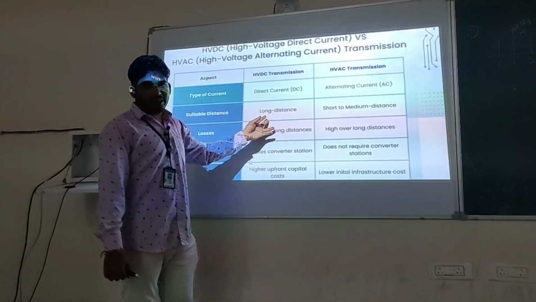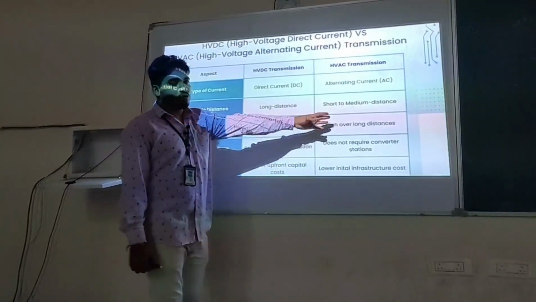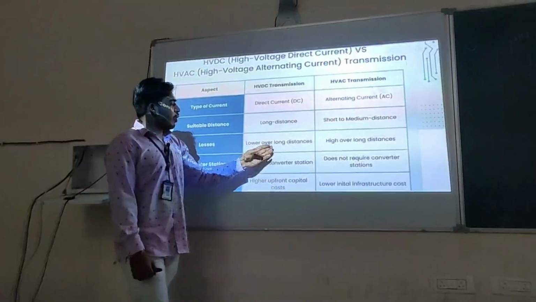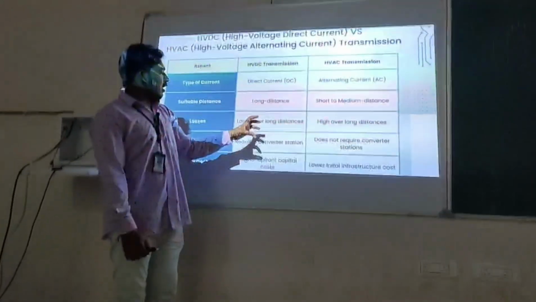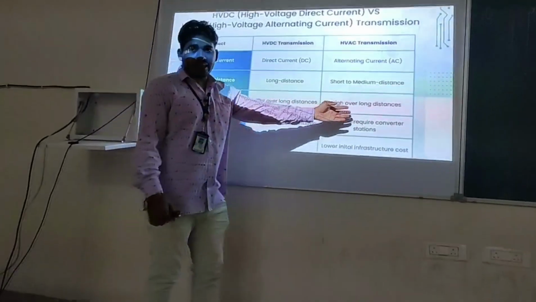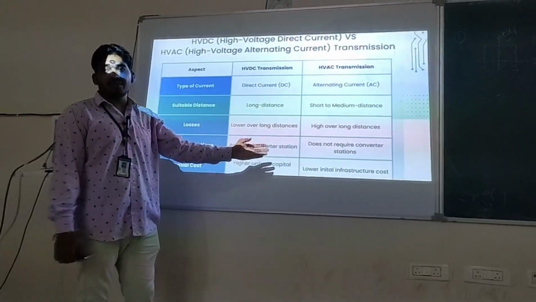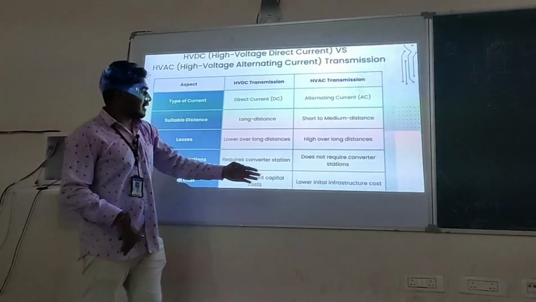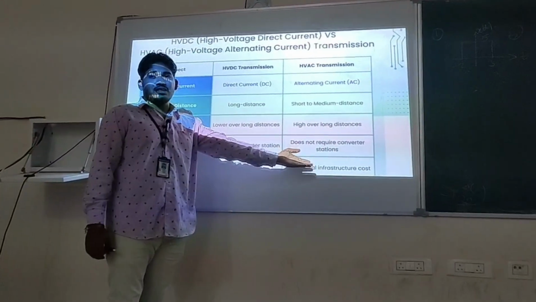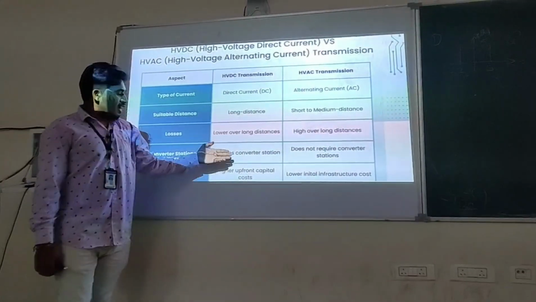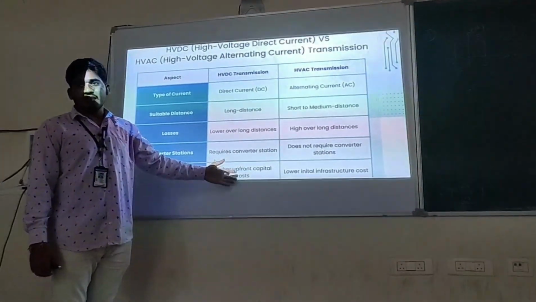HVDC is for long distance, and HVAC, which we already know, is for short and medium distance. HVDC has lower losses, and HVAC has higher losses. HVDC requires converter stations, that is AC to DC and DC to AC, while HVAC doesn't require any converter stations. That may be an advantage or disadvantage. So here the higher influence of capital costs will be the major point.